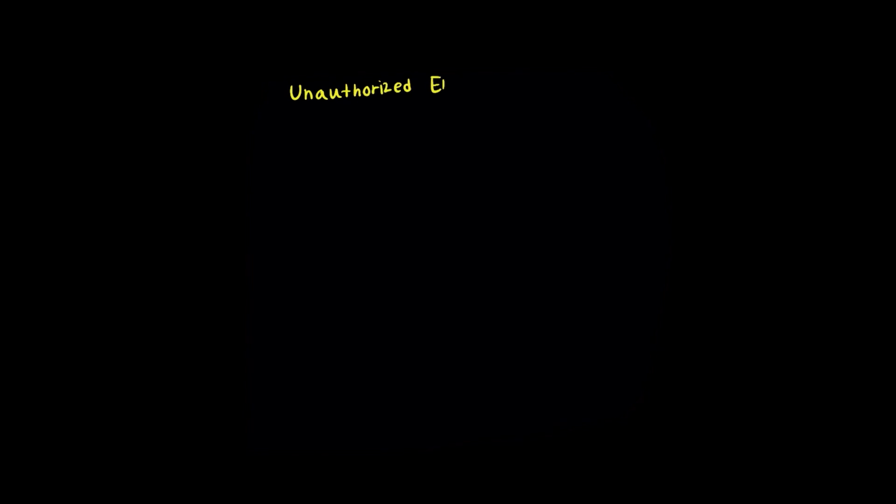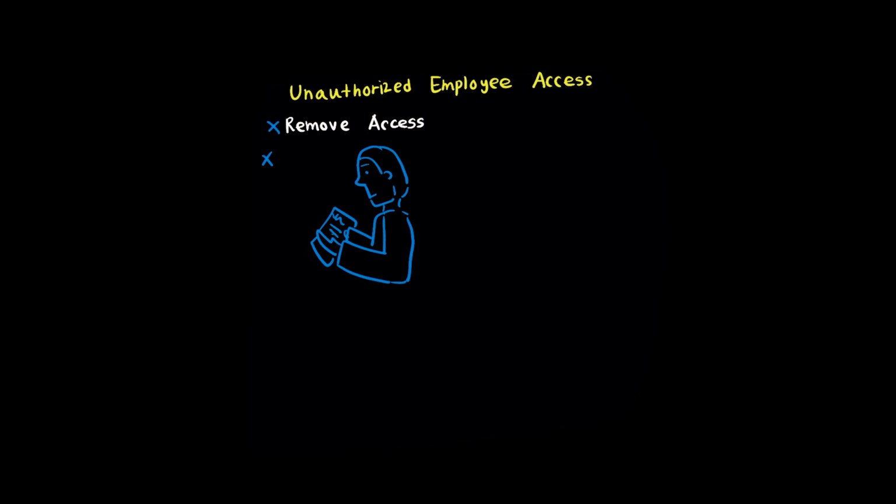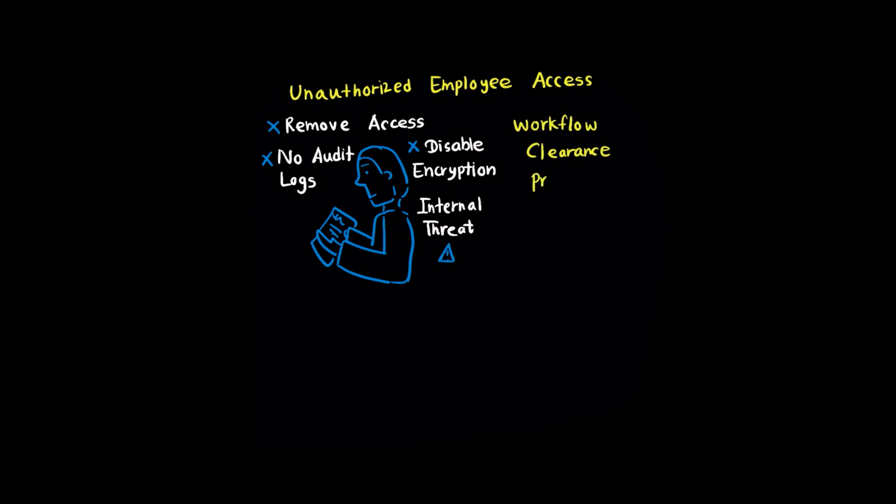Preventing unauthorized employee access to patient records requires proactive administrative safeguards. Removing all access paralyzes operations. Eliminating audit logs blinds us to violations. Disabling encryption doesn't stop authorized users from snooping. Workforce clearance procedures are the frontline defense.